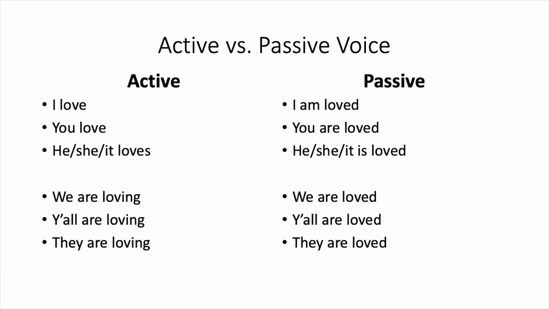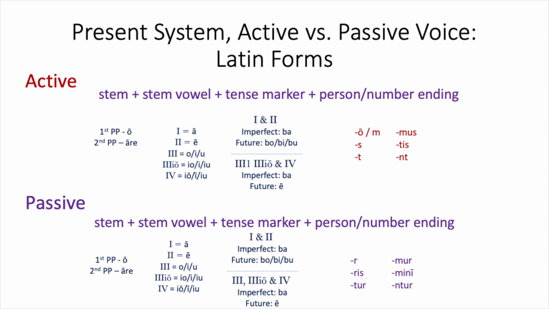In English, remember, you will use that helping verb is to make verbs passive. You'll also use that form in the various tenses, so we also need to use that -ed form of the verb. So we are loved instead of just we are loving. We are loving is active, we are loved is passive. This is sort of similar to Latin. When you make your present system passive verbs, you just change the ending.